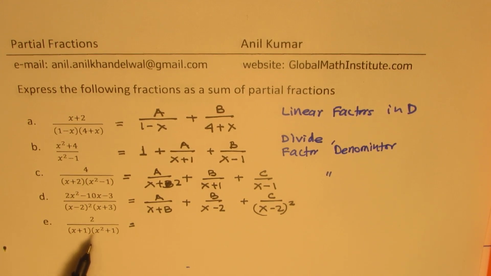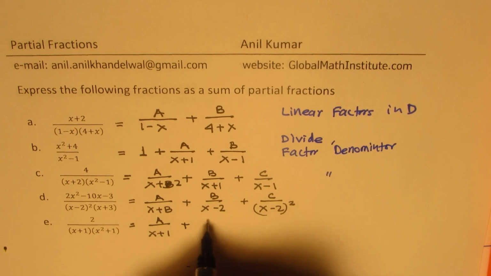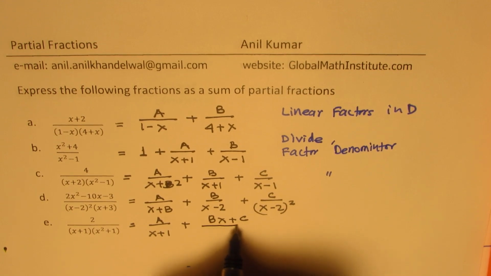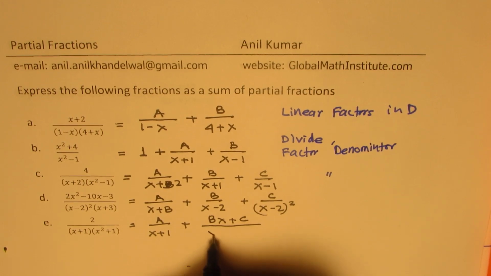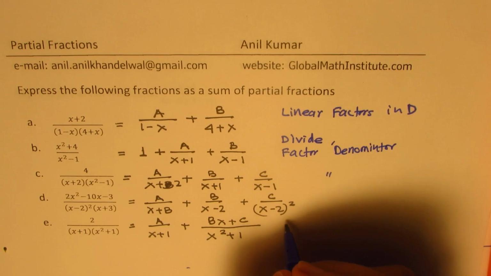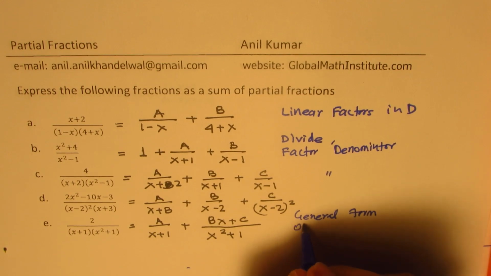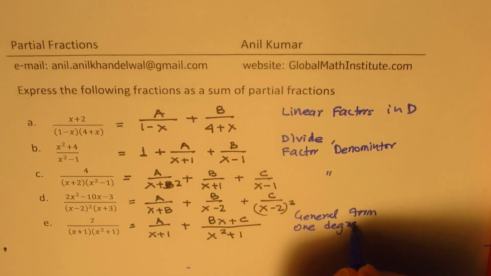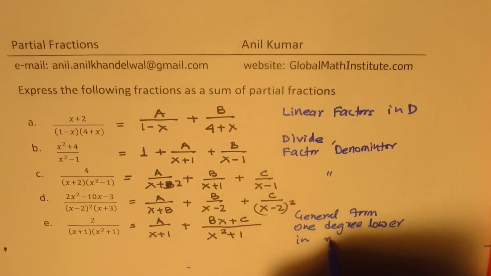The third example is the one in which you have a quadratic factor which cannot be factored. So in that case, what we get here is a over x plus 1 plus, now for x squared plus 1, we could have bx plus c as a numerator, since it is 1 degree lesser, and we have to always use a general form. So we get bx plus c divided by x squared plus 1 as the other factor, right? So remember to use the general form, 1 degree lower in the numerator.